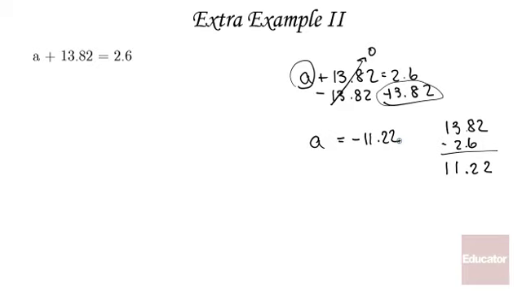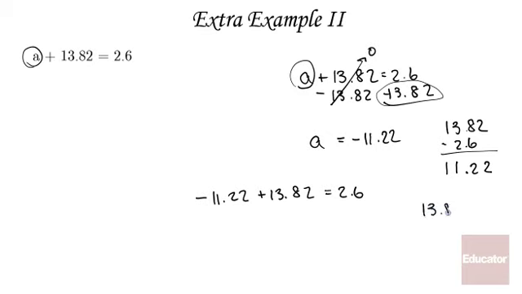Let's go check our answer by using substitution. In place of the A, I'm going to put negative 11.22 plus 13.82 equals 2.6. Remember in the lesson about adding integers or subtracting integers that when the signs of your numbers are opposite, these are not integers, but the same rules apply for decimals. When the signs of your numbers are opposite, you're going to subtract.